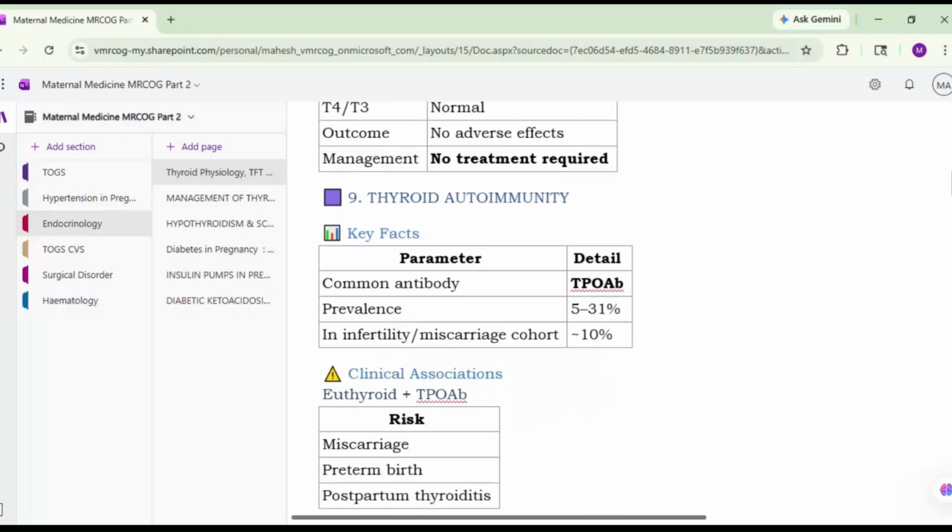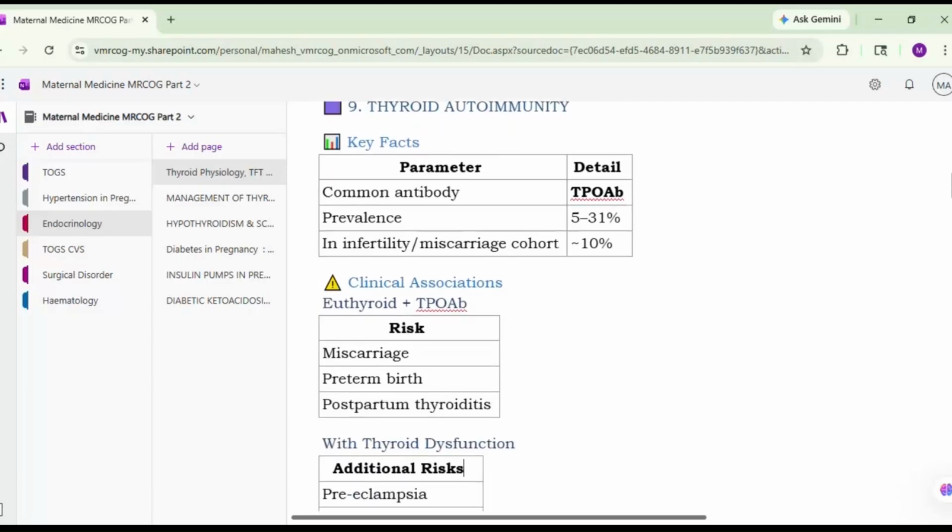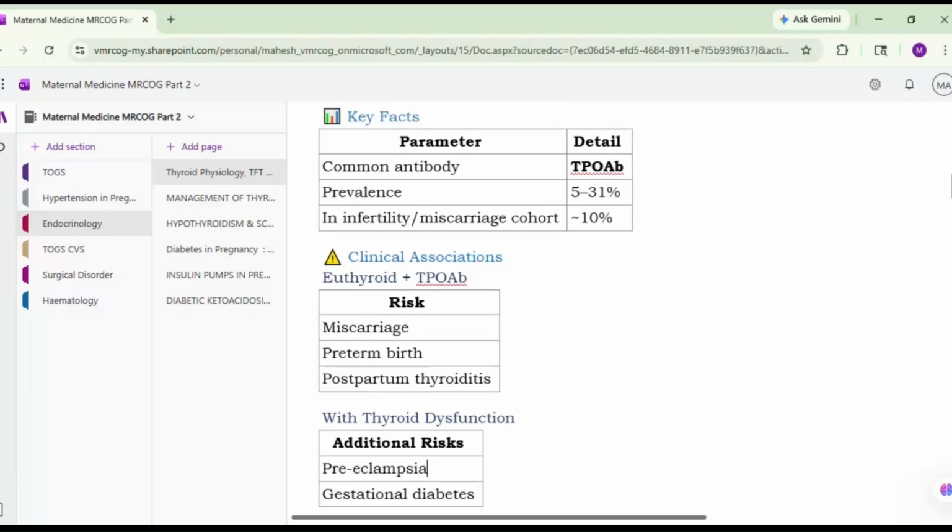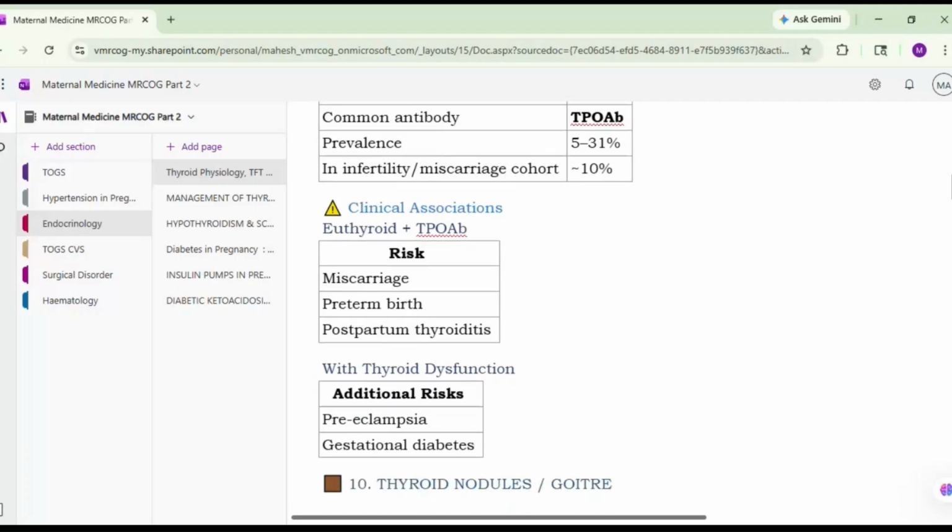Now let's talk about thyroid autoimmunity. The common antibody which is seen is the TPO antibody, thyroid peroxidase antibody. Prevalence is around 5 to 31%, and in infertility and miscarriage patients, it is around 10% of cases. Clinically, the patient may be euthyroid with the presence of TPO antibody. So what is the risk? These patients are at risk of miscarriage, preterm birth, and postpartum thyroiditis. But if you have a TPO antibody along with thyroid dysfunction, the patient will be at risk of developing preeclampsia and gestational diabetes mellitus.